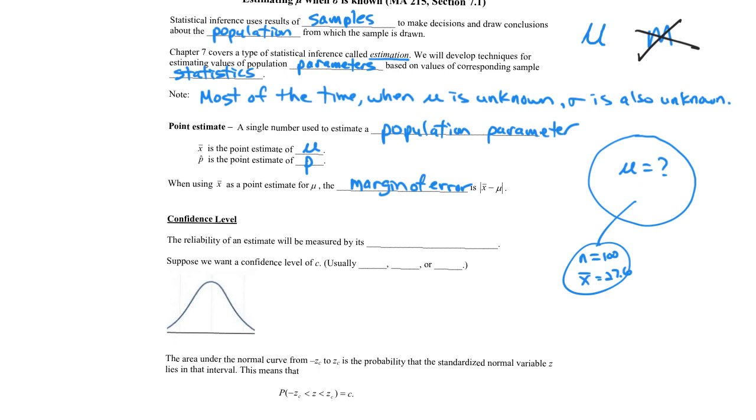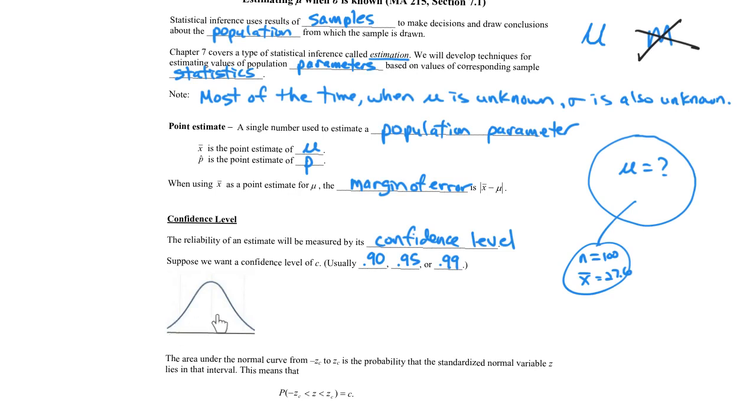So to do this, we use something called the confidence level. So the reliability of an estimate will be measured by its confidence level. So suppose you want a confidence level of C. Now usually C is going to be one of three things. It could be literally any number, but usually it's going to be 0.90, 0.95, or 0.99. These are the three we'll almost always see. So this is going to be something that we kind of know about. We just didn't see it in this context.